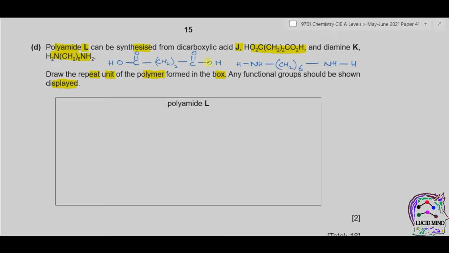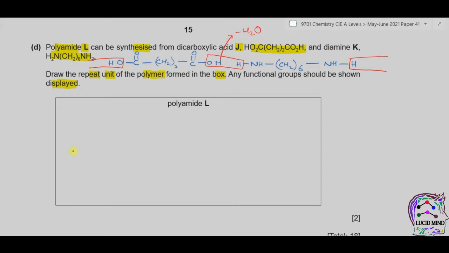Now we can see that when both of these will react to form polyamide, a condensation reaction will occur and OH is removed from carboxylic acid group and hydrogen is removed from amine group. So it will be eliminated in the form of H2O. Similarly, this hydrogen goes with the next OH group from carboxylic acid, and this OH from carboxylic acid goes with the hydrogen from amine. So rest is the structure of polyamide.